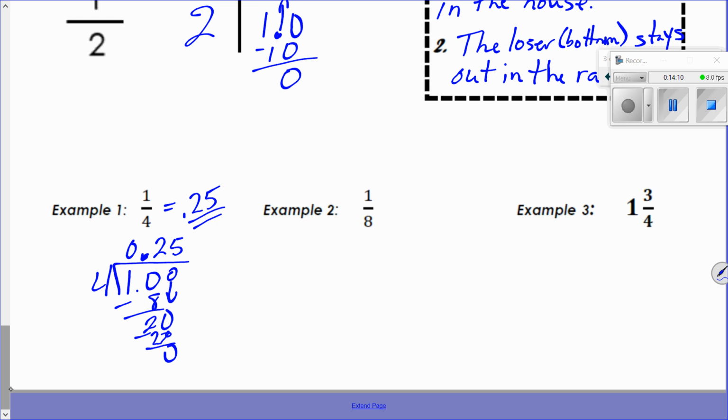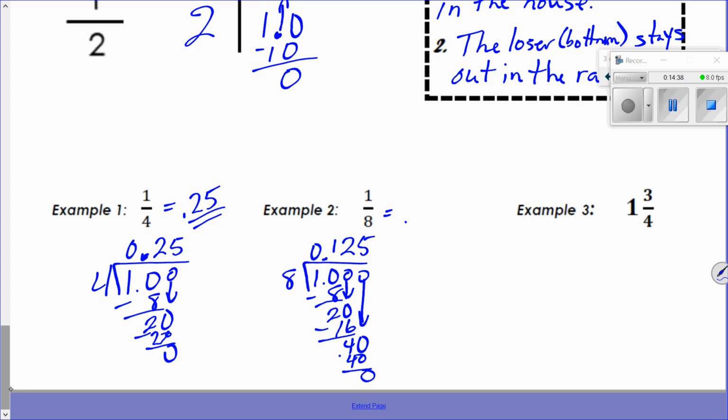Now, if I have 1/8, which is actually almost identical to what you guys had on that test, the winner, 1 goes in the house, the loser's left out in the rain. My decimal comes straight up, it won't go into 1, goes into 10 once, leaves me a 2, still not at 0, so add another 0 and bring it down, goes twice. Subtract 16 gives me a 4, still not at 0, so bring another one. 5, subtract 40. There, I finally made it to 0, so 1/8 is 125 thousandths.